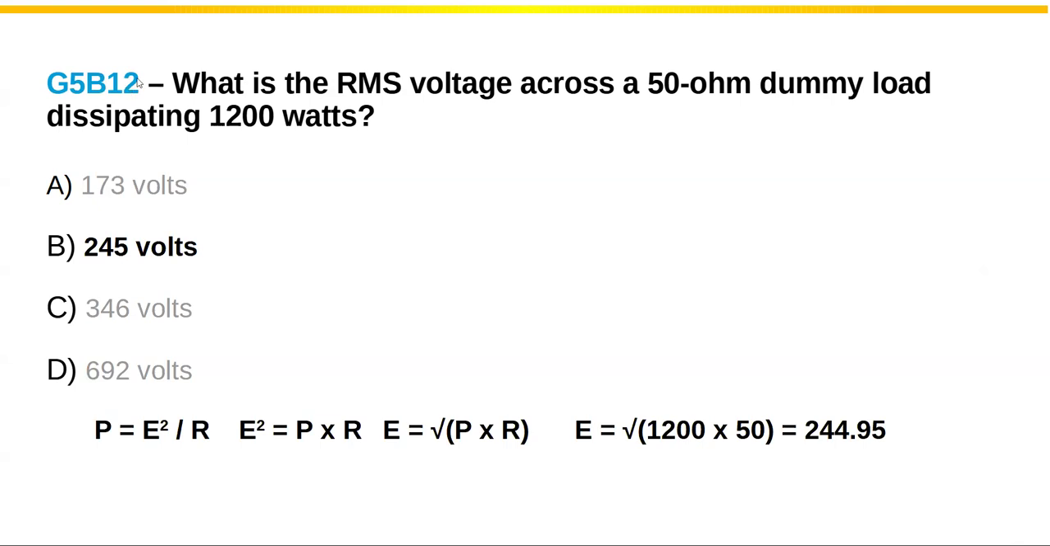Oh, the RMS was a red herring because it's the same as the DC, and we're doing DC. Sometimes they throw those tricky things in.